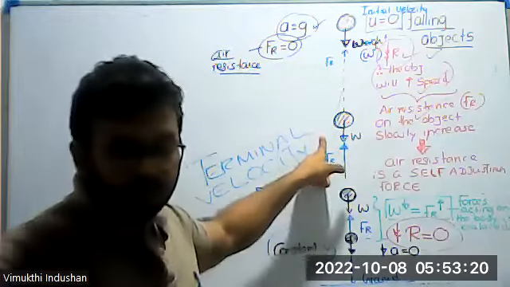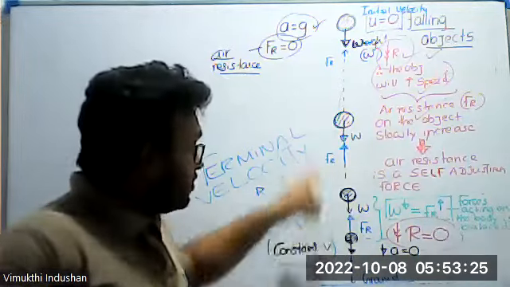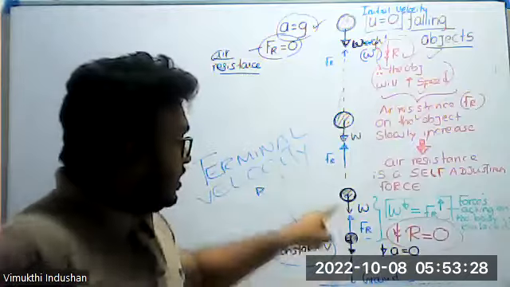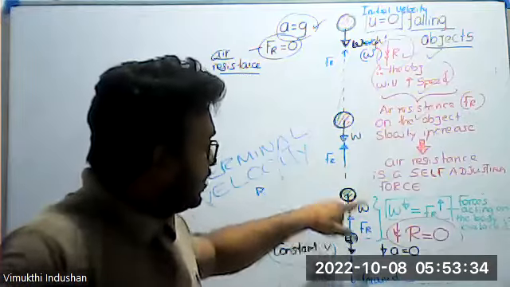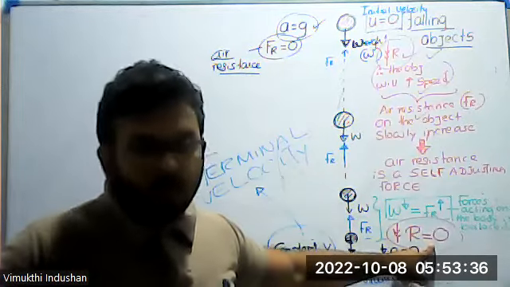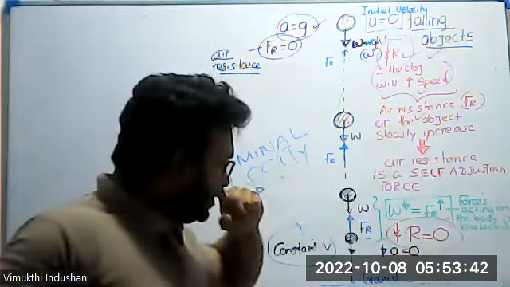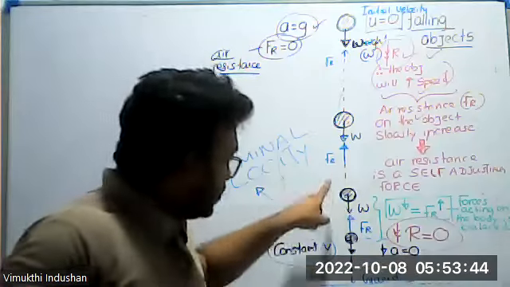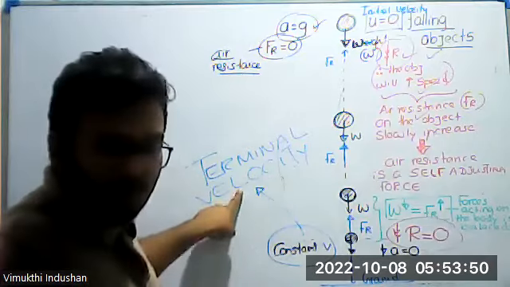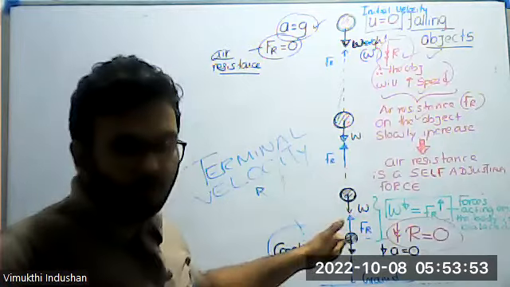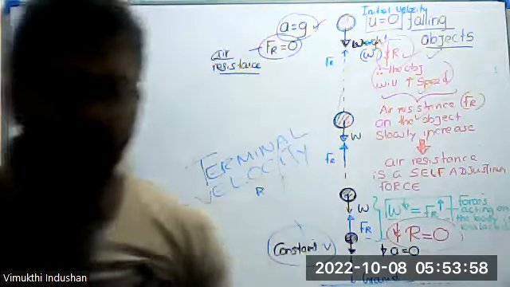And it comes to a point where this air resistance increases and equalizes with the downward weight, causing a resultant force of zero on the object. When the resultant force is zero, acceleration becomes zero, and this object reaches a constant velocity, which we understand as terminal velocity. The object will continue to fall at this terminal velocity until it reaches the ground.